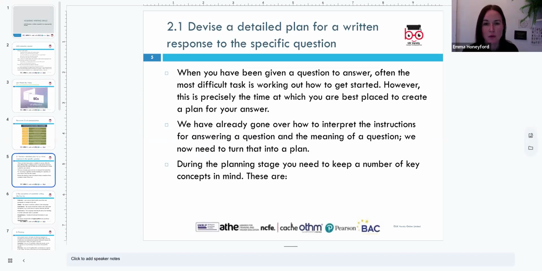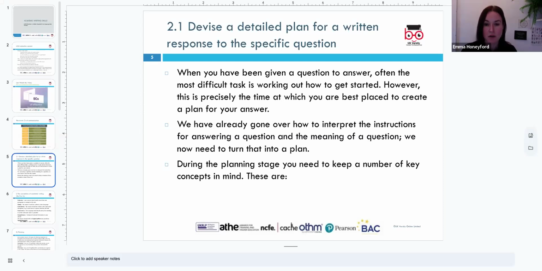It's really important that when you are answering a specific question to write a really detailed plan. It will really help if you break it down before you actually answer. When you have been given a question to answer, often the most difficult task is working out how to get started. There's nothing worse when you get a question and you have to really break it down and think about what you're going to say. So it is really good to do a mind map to get all your ideas out, to brainstorm, and then you can start to plan and make connections.